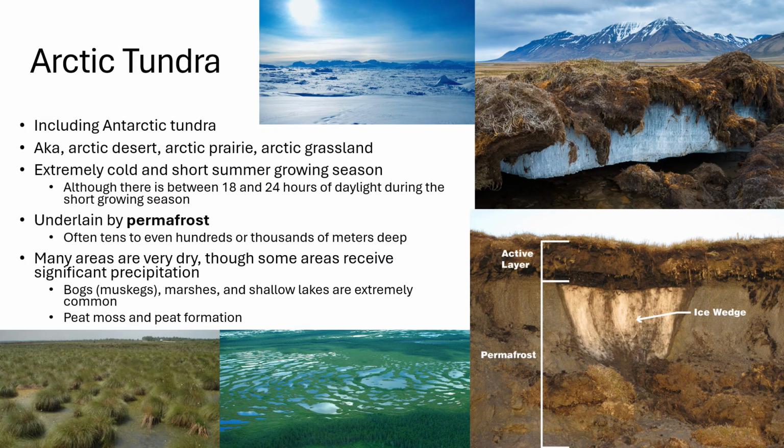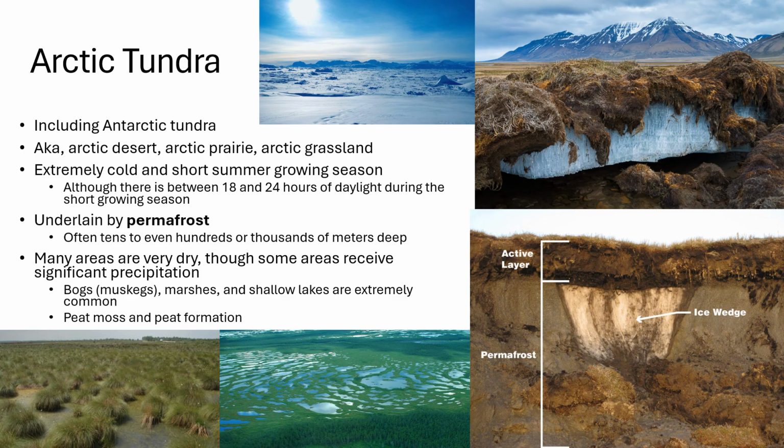All right, now we're heading north into the Arctic tundra. The Arctic tundra is sometimes called the Arctic desert because there's such little precipitation. What does fall in the summer is often rain, but even often snow during the summer, and then obviously snow during the winter. Extremely cold, very short growing season.